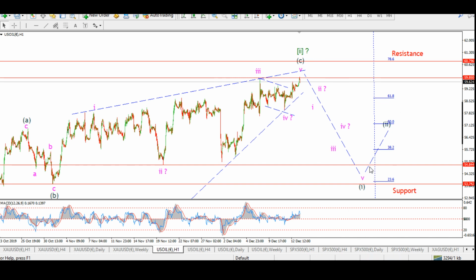Okay, so next week again, I'm just going to be looking for a completion of this wave 2 and the initial moves down into wave 1 and 2 of a larger wave 3.